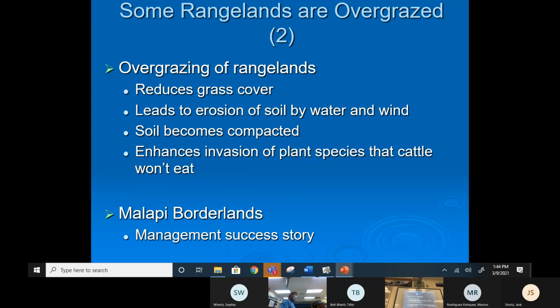Okay, so what happens when we overgraze the rangelands? We get less grass, we get erosion, we get compaction of the soil. Think about it. How heavy is a cow? And they're walking around, and if they're in the same area too much, they compress the soil down so much that it doesn't have the air spaces and the water spaces. This can be an advantage to invasive species, and sometimes those cattle won't eat those invasive species. So their population grows even more.